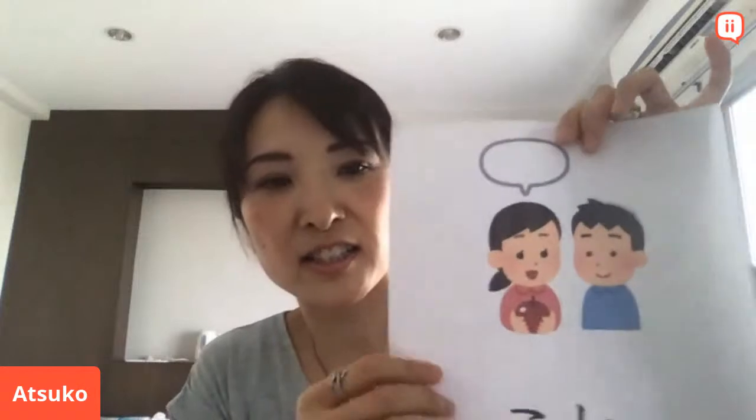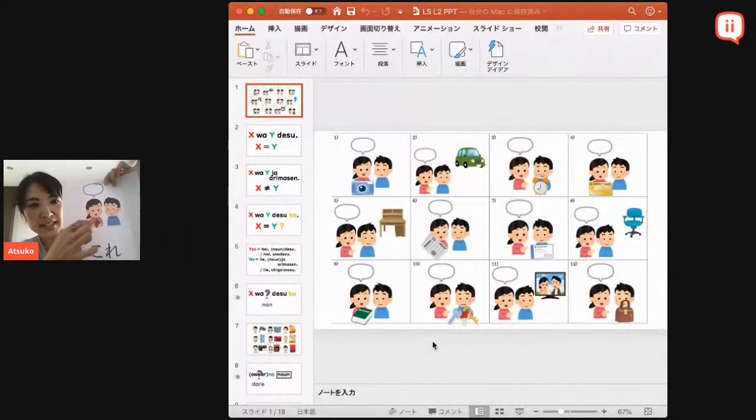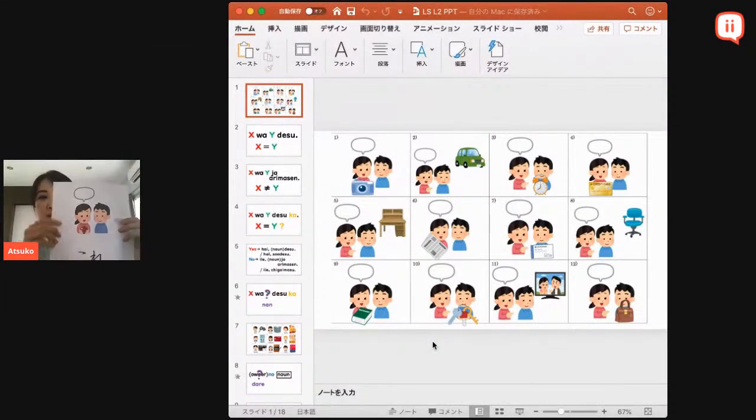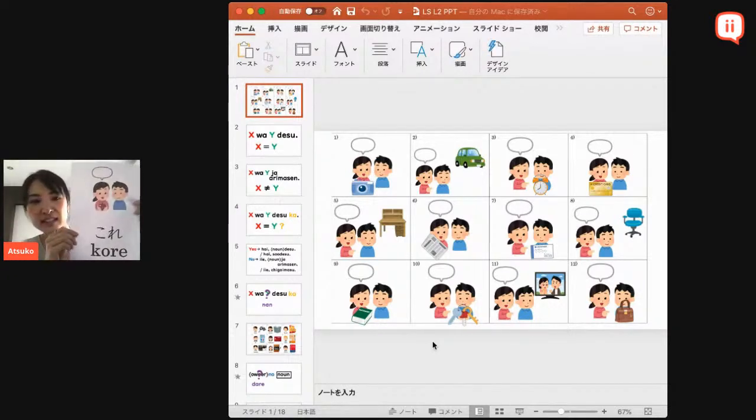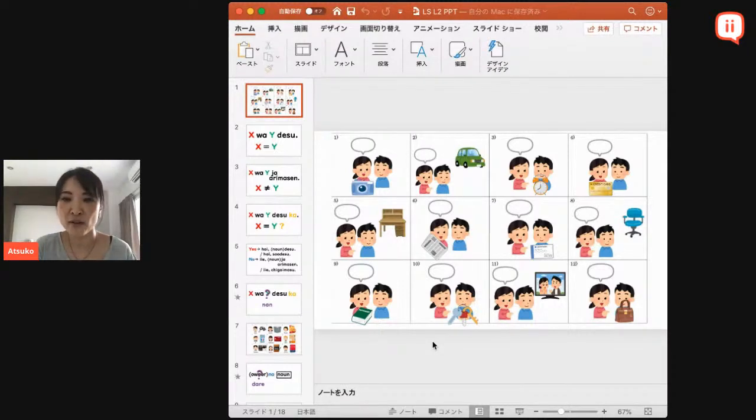Okay, look at the worksheet. The upper is my side. When something is my side, we say this. In Japanese, this is これ. Then look at number one of the worksheet. The camera is her side. So she says これ. This is camera. Camera.